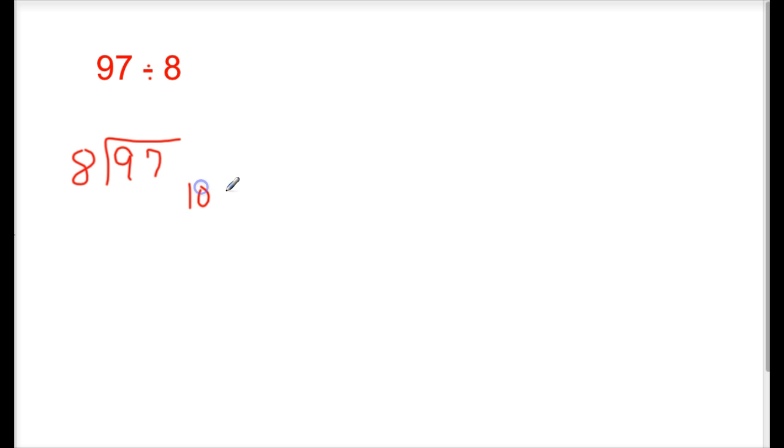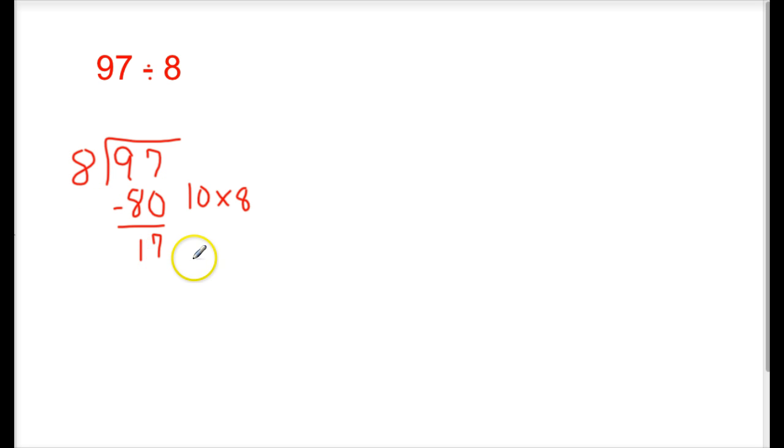I'm thinking that if I took out, let's say, 10 groups of 8, that would be 80. 10 times 8. So I would subtract 80 from my dividend, and that would be 7, and 9 minus 8 would be 1. Well, I'm looking at 17. That can't be my remainder because it is larger than my divisor. So I can take out more groups of 8.